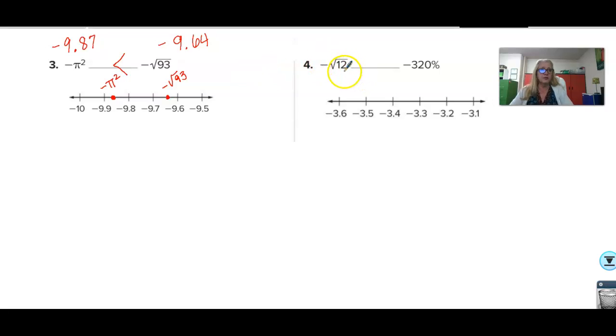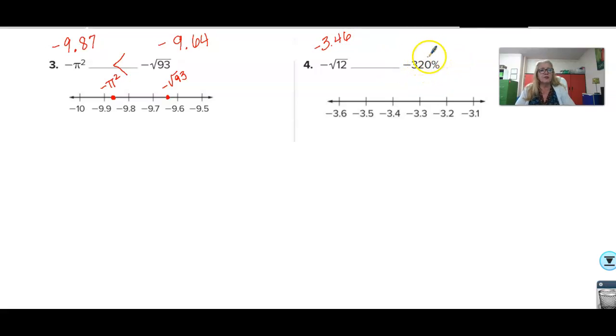Alrighty, and this is all I'm really asking of you in section 2.5: to be able to change numbers into decimals and then tell me which one's bigger, put them in order by size, and graph them on a number line. That's all I'm asking you to be able to do. Negative square root of 12, we're going to hit second, x squared button, and 12. And that gives me 3.46, and it's going to be negative 3.46.